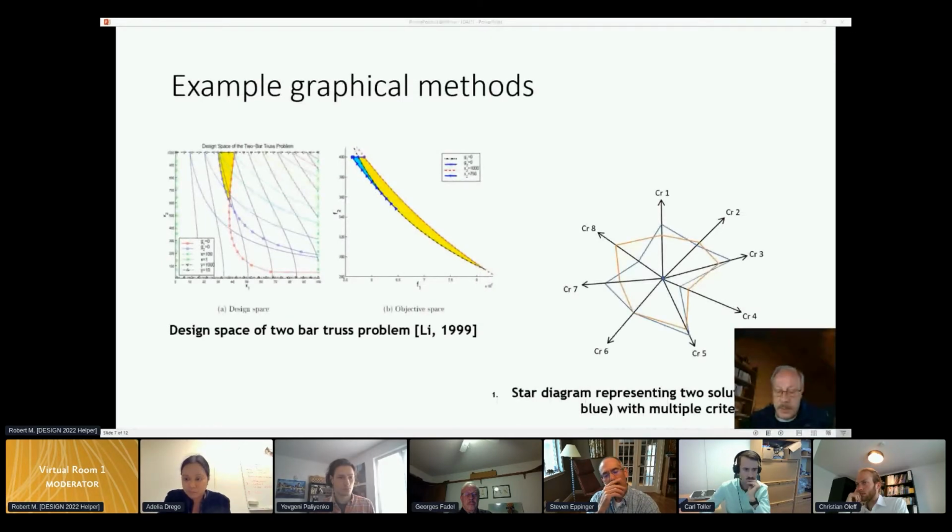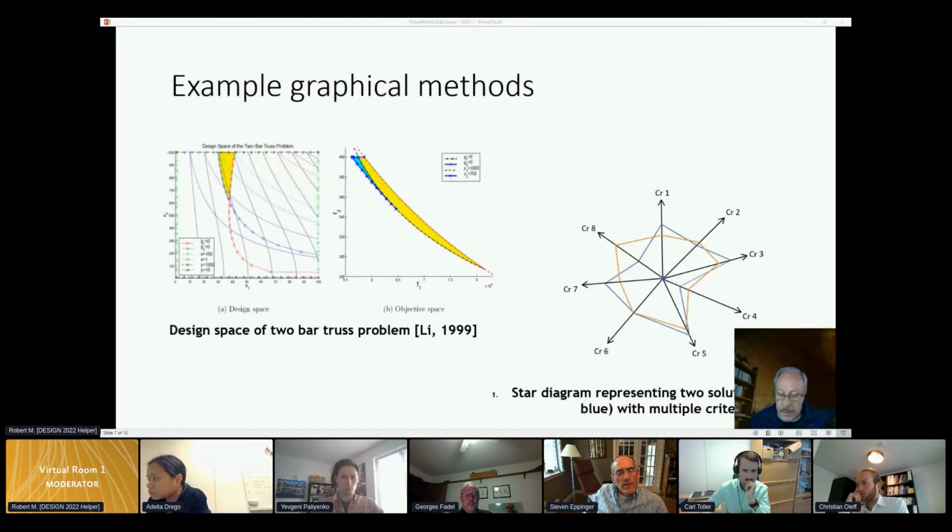The first is an illustration of a 2-objective, 2-variable optimization problem on the left-hand side. In the design space, the allowable domain is illustrated in yellow, limited by the constraints. In the objective space, the middle figure, the trade-off between the 2 objectives is visible on the Pareto curve, which is the bottom curve on the figure.